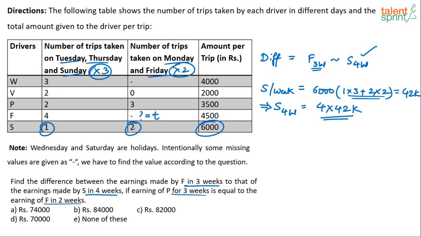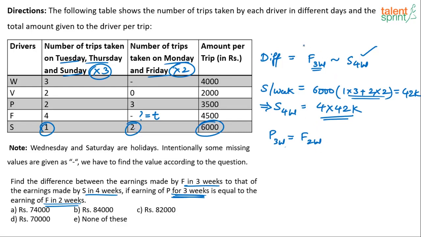Instead, if you see the question, it says earnings of P for 3 weeks is equal to the earnings of F for 2 weeks. P in 3 weeks is equal to F in 2 weeks. So first of all, let us find out F in 2 weeks, which is nothing but P in 3 weeks. Once we get F in 2 weeks, we can also find out F in 3 weeks, right?